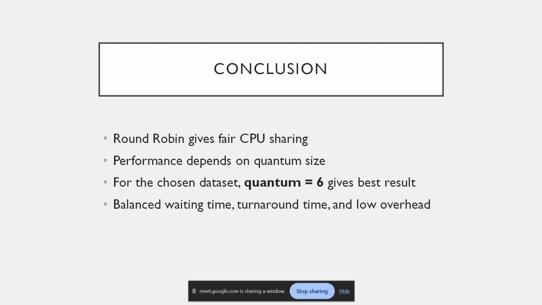Conclusion. To conclude, round robin is a fair and efficient scheduling algorithm for time sharing environments. The quantum value plays a major role in the performance. For the datasets I used, the quantum of 6 provided the lowest waiting time, lowest turnaround time, and fewer context switches. So, choosing the right quantum is important for optimizing round robin's performance.